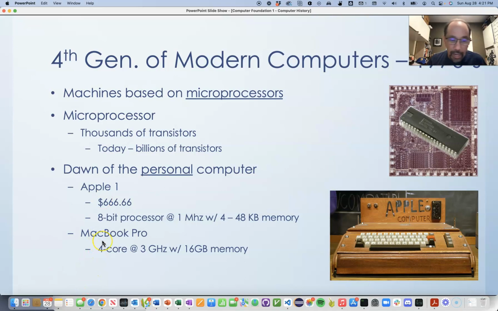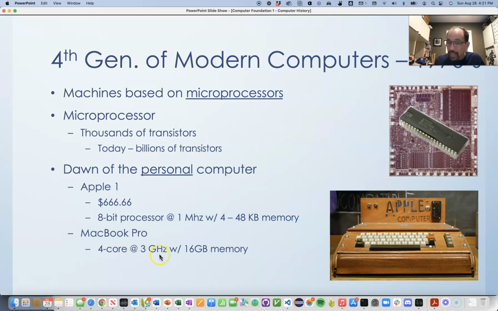And nowadays, the machine I'm working on right now is a MacBook Pro. It has a 4-core processor, or 4-core chip. Instead of just a single processor, we have 4 processors inside. Instead of an 8-bit processor, now we have 64-bit processors. And so think of it as a 64-bit adder, and we're moving around data that's a lot larger.